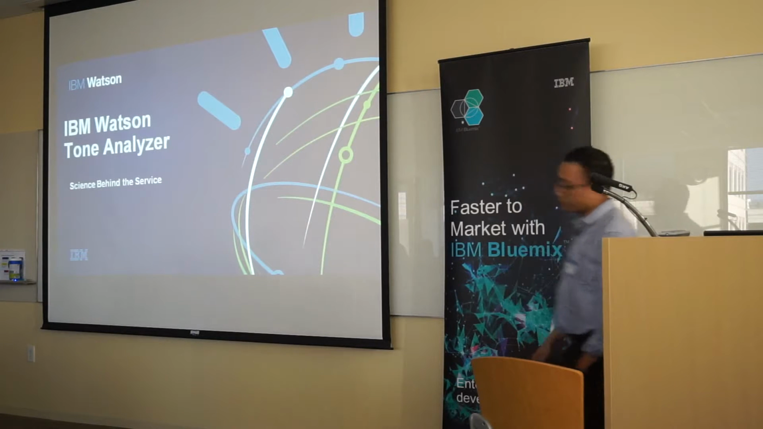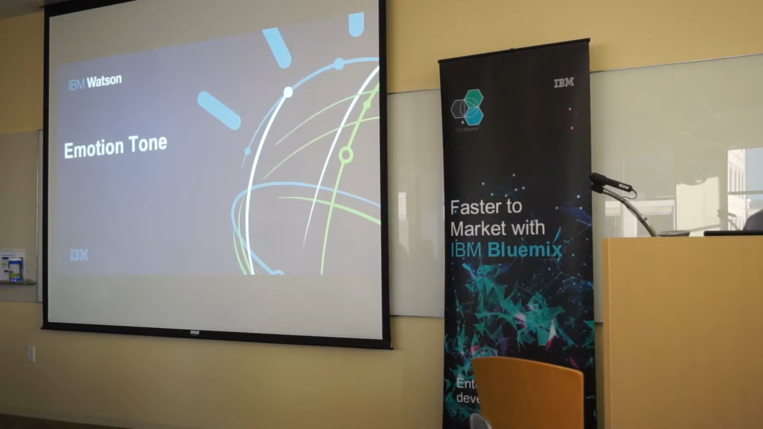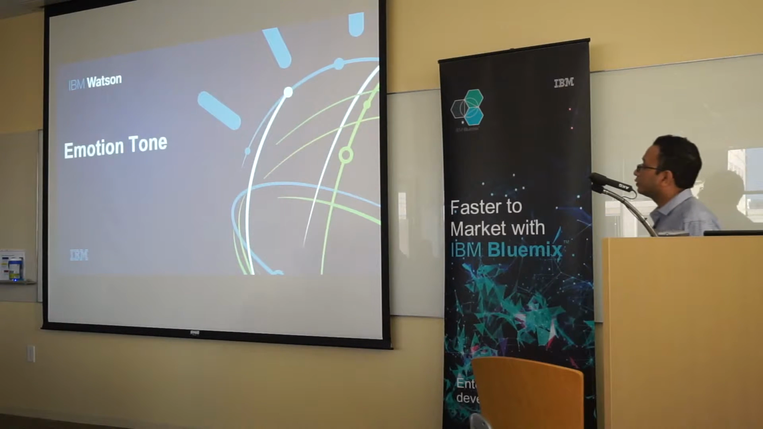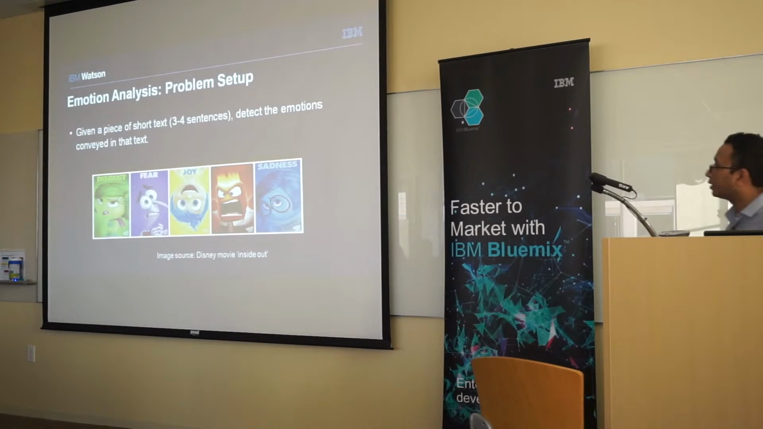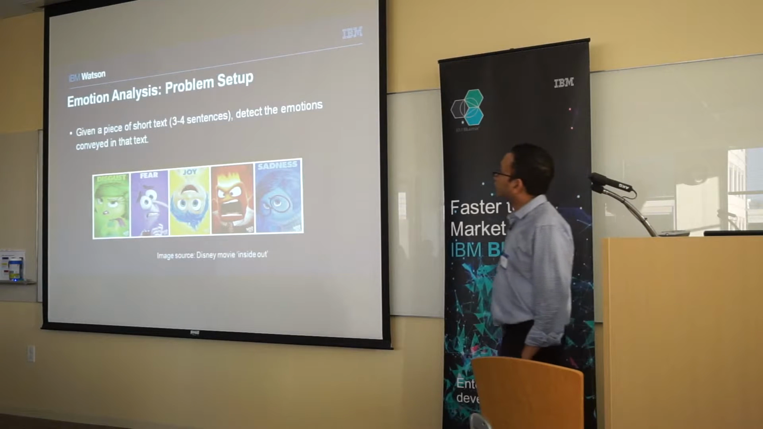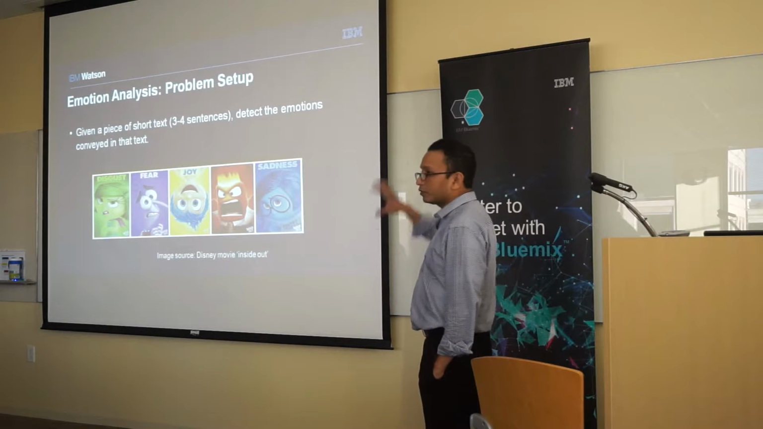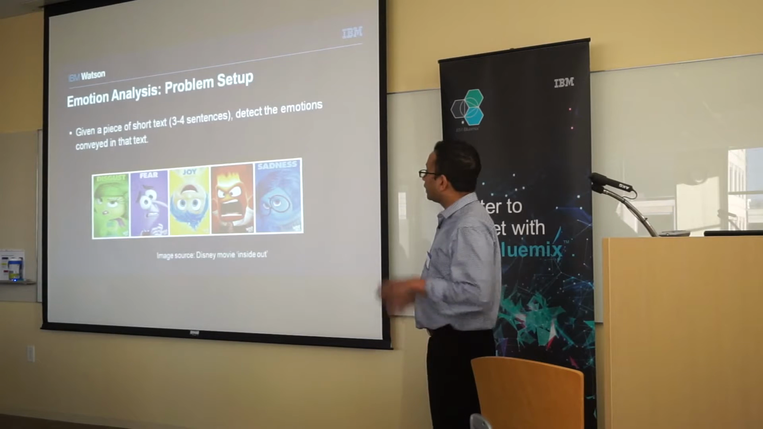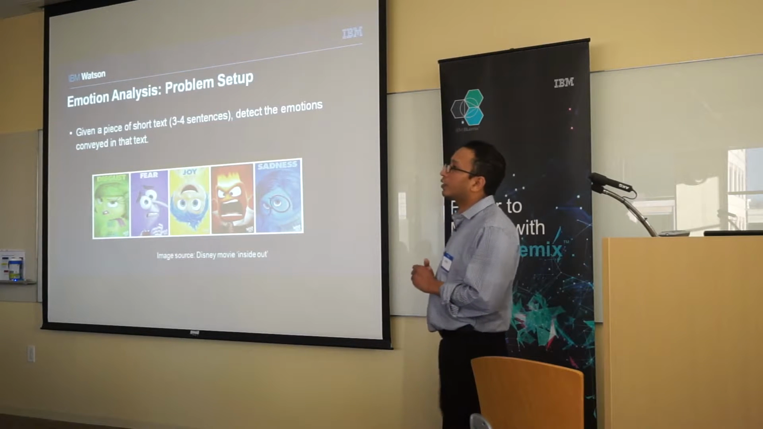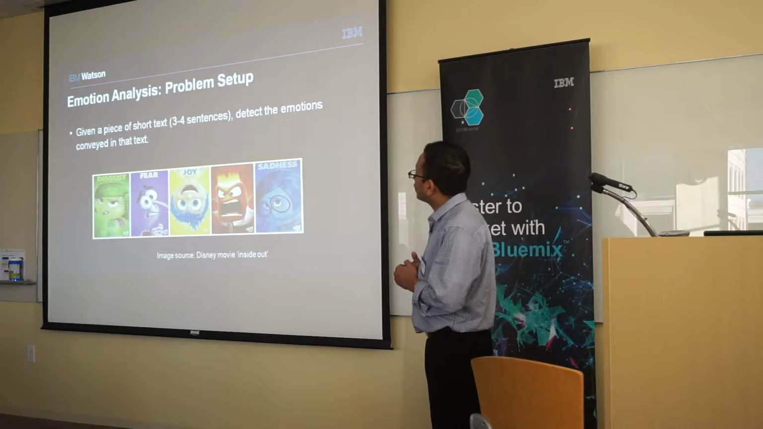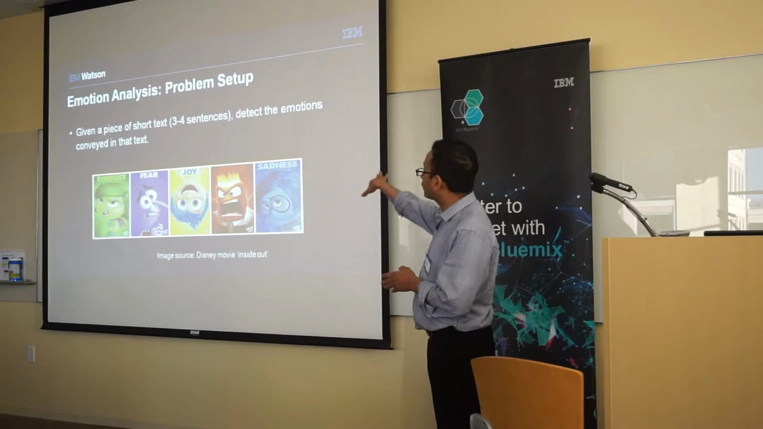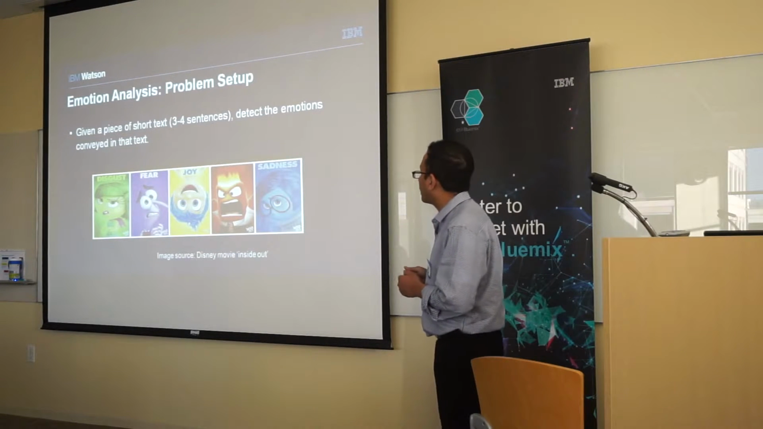Now going back to the slides, I will tell you some details about how we infer each of these tones. The first tone is emotion tone. To understand emotion tone, we need to talk about how this emotion model is developed. The problem setup: given a piece of text, ideally short, even though we apply it on long text, the emotion detection problem typically works better on short text. We detect the emotion conveyed in the text, focusing on five categories: disgust, fear, joy, anger, and sadness.